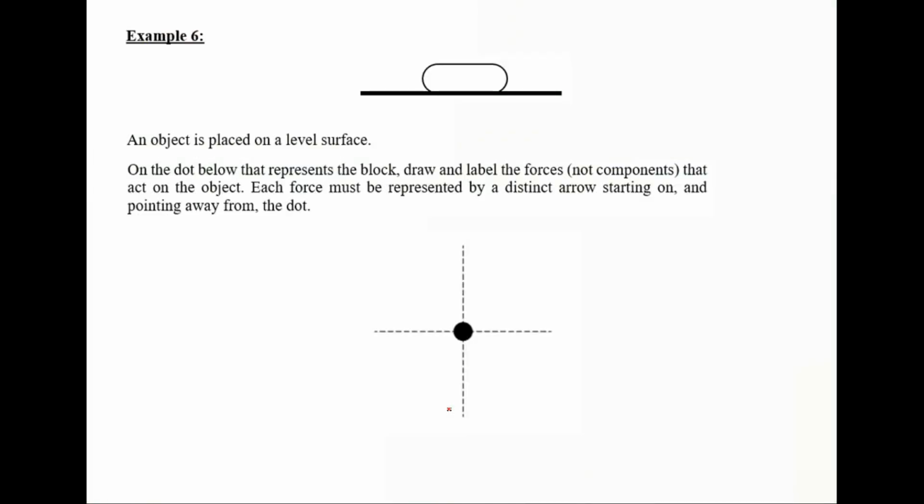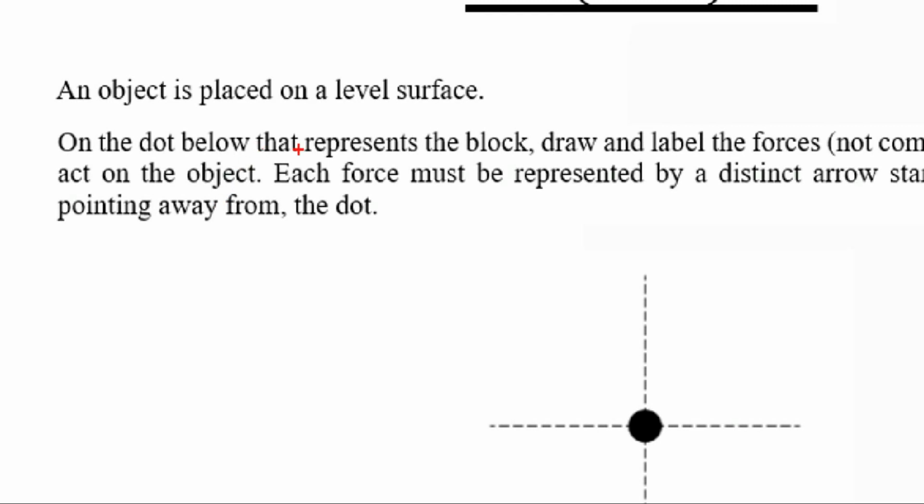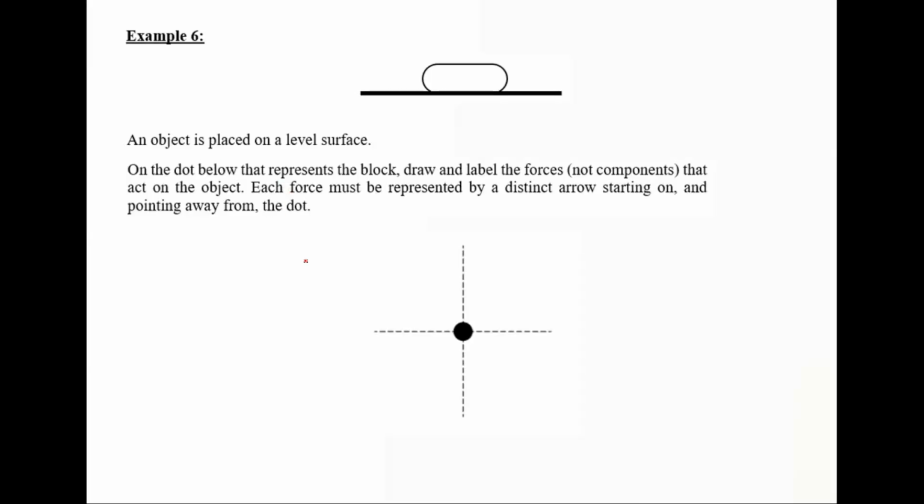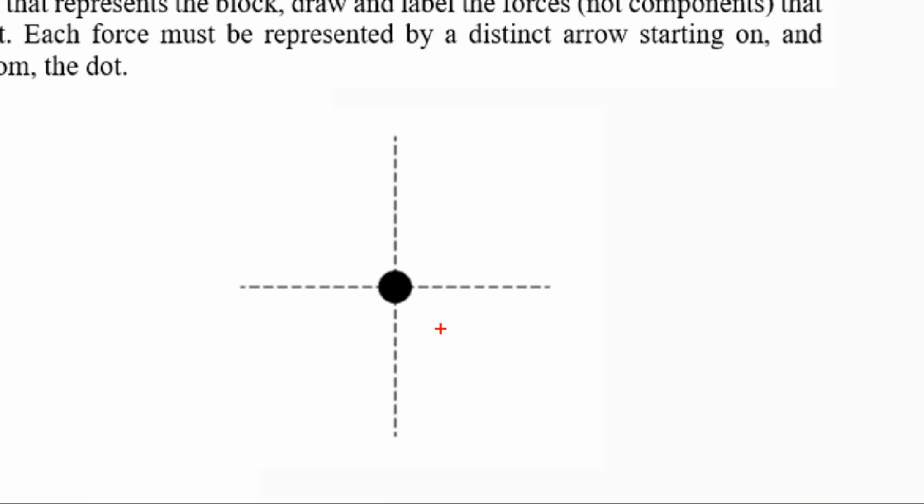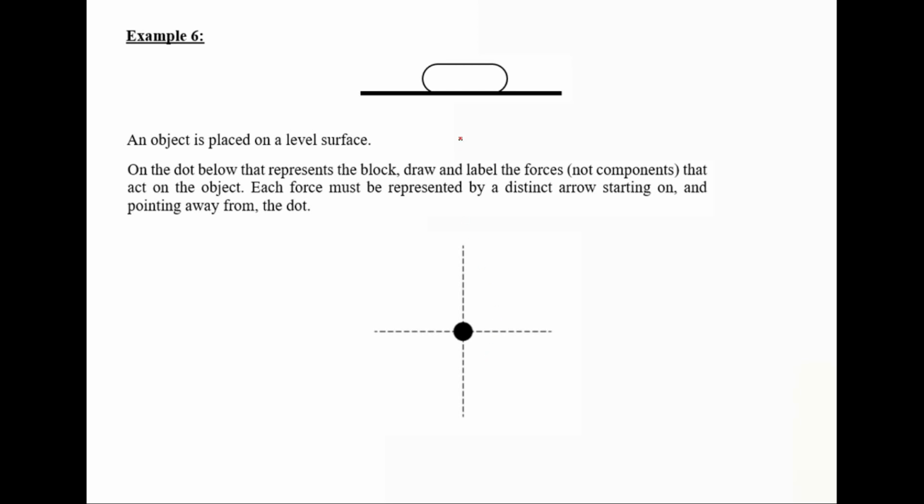Example 6, an object is placed on a level surface. On the dot below that represents the block, draw and label the forces, not the components. Now in the AP exam, they will explicitly specify that you should draw the forces and not the components that act on the object. Each force, so basically the first sentence would be rule number 3. Each force must be represented by a distinct arrow starting on and pointing away from the dot. This is rule number 2, and they will provide a diagram which represents rule number 1. That is, the object will be represented by a dot.